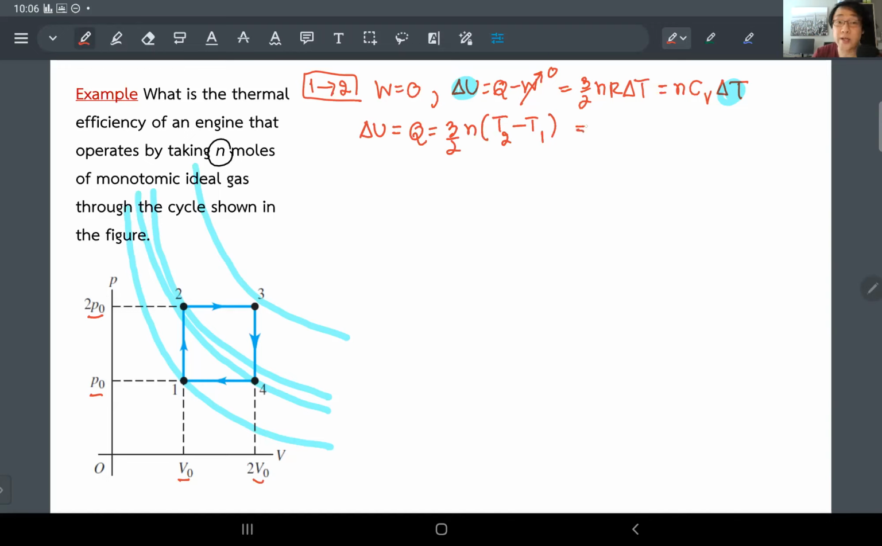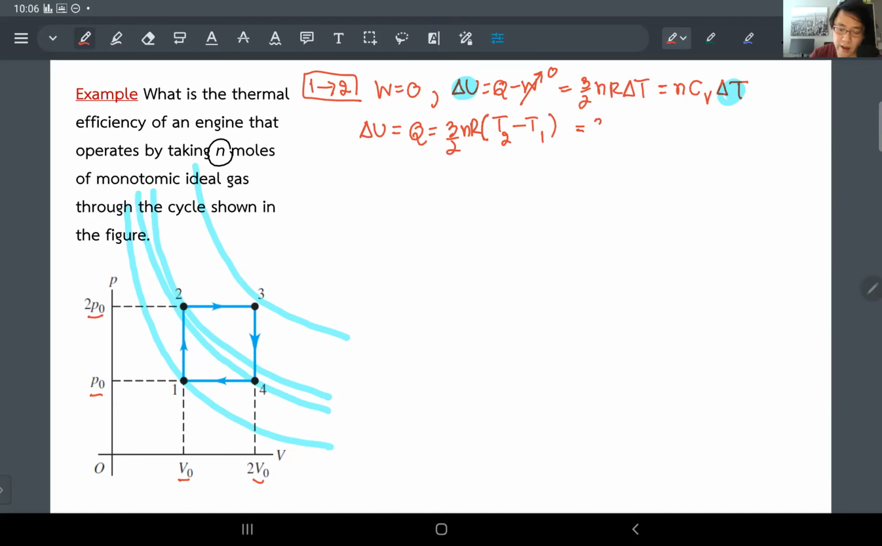But then we use the equation of state again because you don't have the direct information about temperature, but that's okay. PV equal to nRT. Oh, I think I'm missing the R. Sorry, guys. Okay, let me squeeze it in here. nR. There we go. All right, so PV equal to nRT.